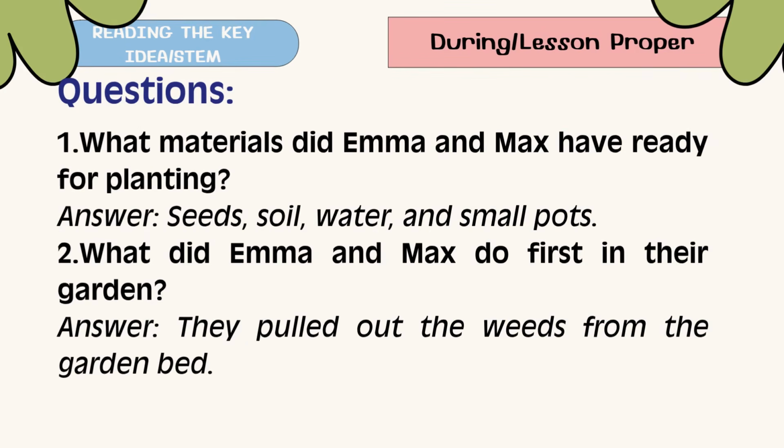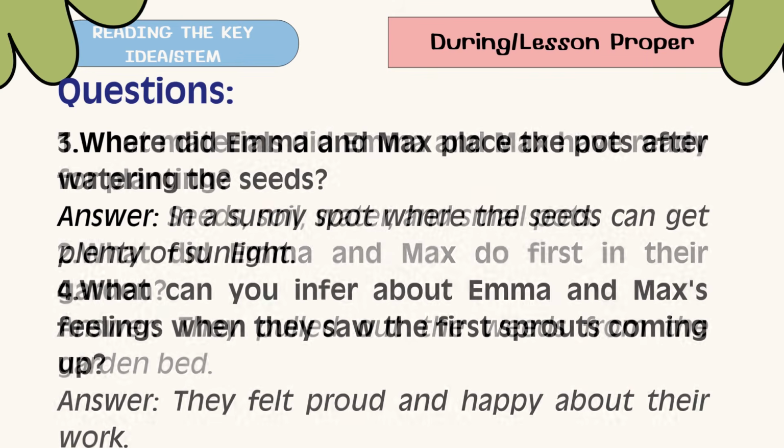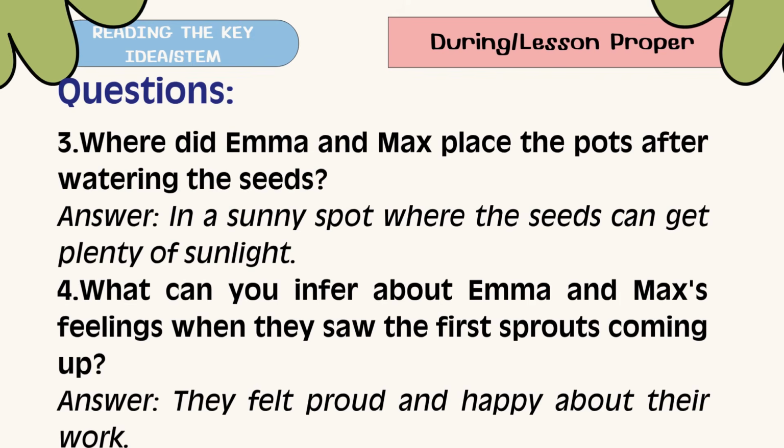Let's answer the following questions. Number 1. What materials did Emma and Max have ready for planting? Correct. Seeds, soil, water, and small pots. Number 2. What did Emma and Max do first in their garden? Very good. They pulled out the weeds from the garden bed. Number 3. Where did Emma and Max place the pots after watering the seeds?